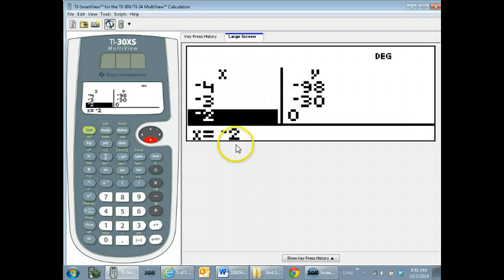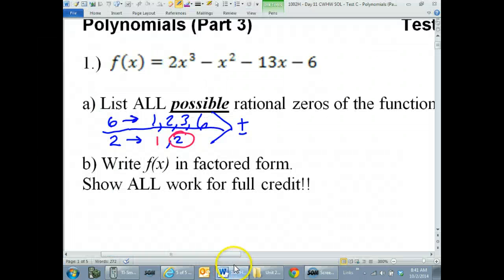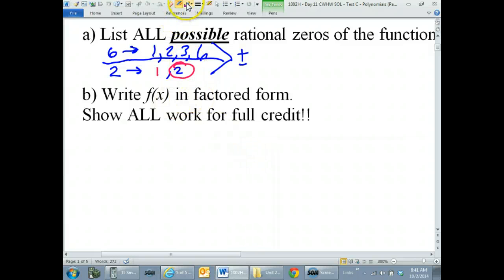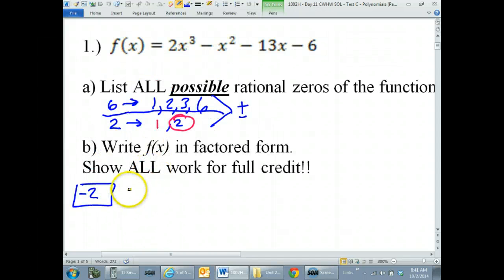Okay, so the first zero I come to is negative 2. So I'm going to go ahead and use that negative 2 right now. Okay, so negative 2 is my first zero. And when I say use it, I mean let's do the synthetic division. So I've got 2, negative 1, negative 13, negative 6 as the coefficients up there. 3, 2, 1, 0. Okay, nothing's missing.